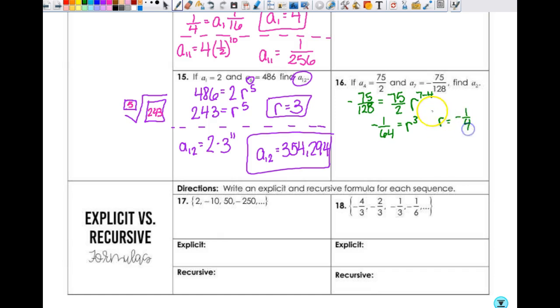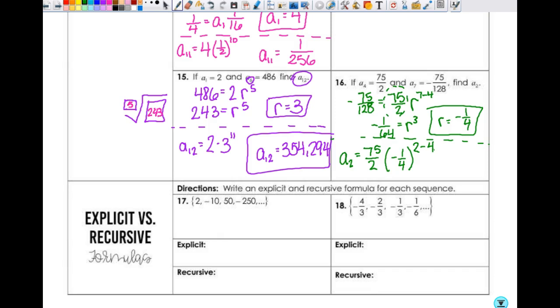Negative 1/4. That negative is important. So there's my R. So the problem is, I still don't have A1. Now, I could go find it at this point, but I don't even have to, because I could employ the same idea here. I want A2. That's equal to, I'm going to stick with this 75 over 2 thing here, 75 over 2 times R, which is negative 1/4, and then it's this subscript minus this one, so 2 minus 4, which is going to be a negative 2. And if you use that exponent, you'll get the same answer as if you go and find A1.